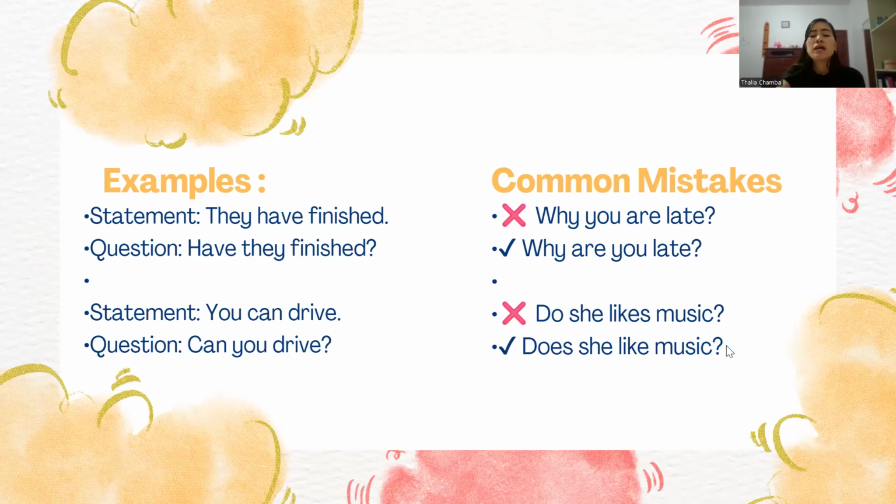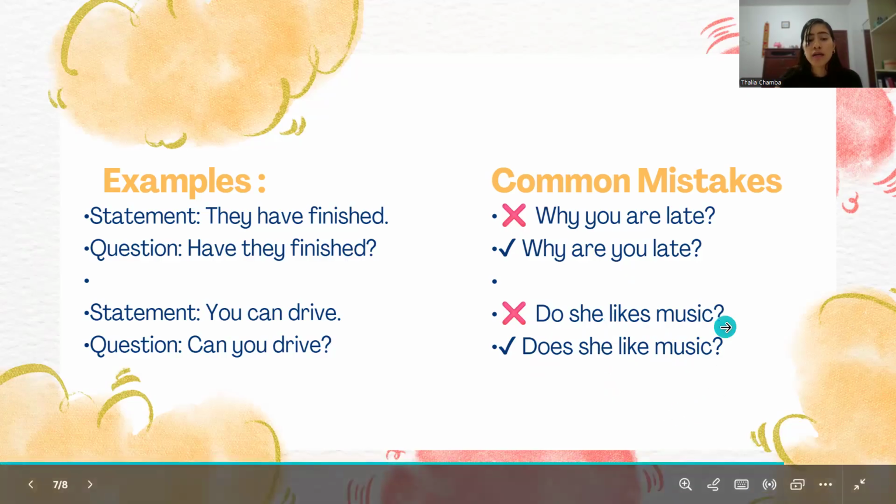Okay. These are very common errors. I mean, it's important to always check the order. Auxiliary first, then the subject, and finally the verb, okay? The main verb.